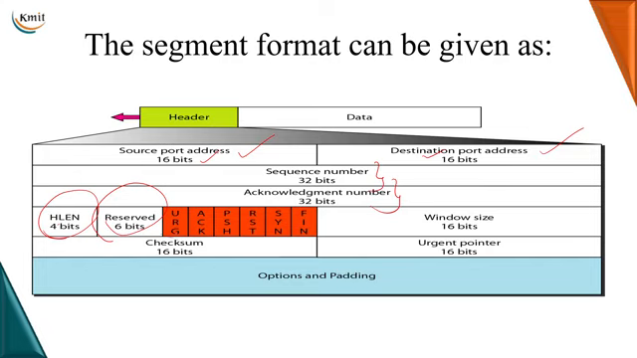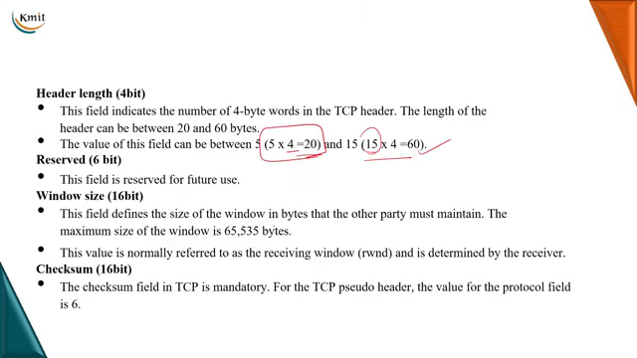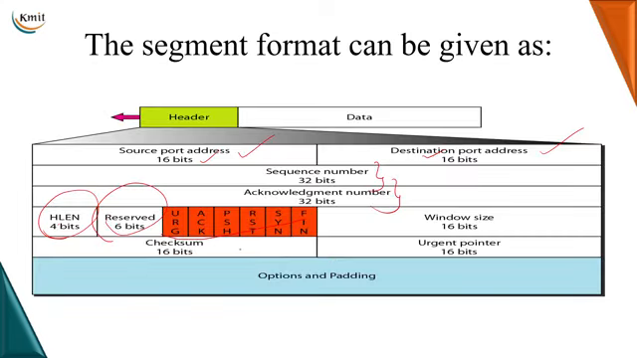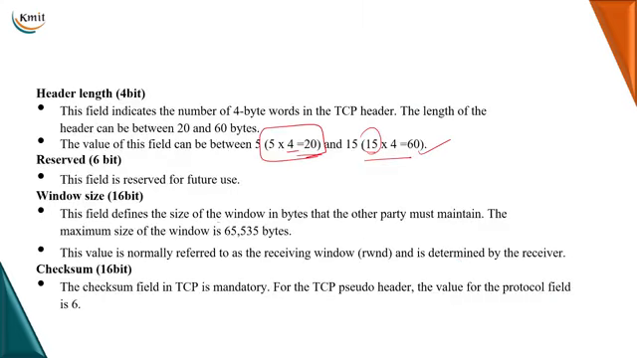And then we have a set of control flags which we will be learning. Then we have the window size. The window size specifies the size of the window in bytes that the other party must maintain. That means your receiving window size, which is basically determined by the receiver. Then we have the checksum field. The checksum field is used for error detection. The checksum field in TCP is mandatory.